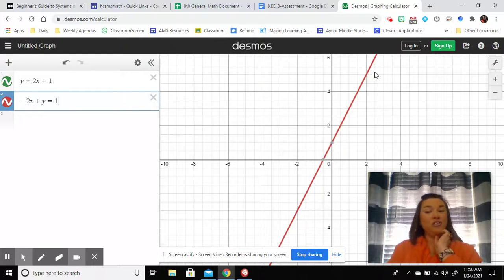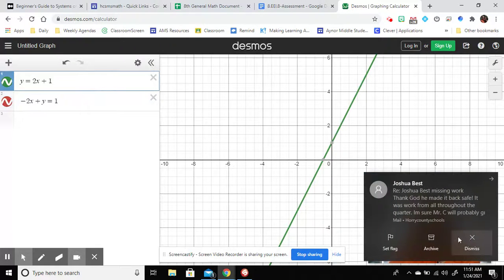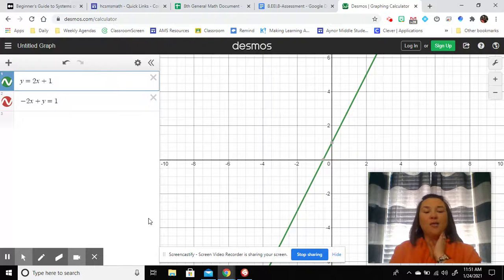When you graph it, you're only going to see one line on the screen. And notice right now it's red. If I touch the other equation up here, notice it turns green. You can see that they are in the same spot on top of each other. So that would tell us that they are the same line.